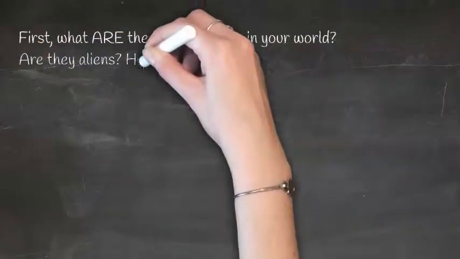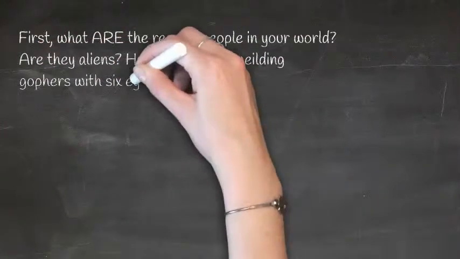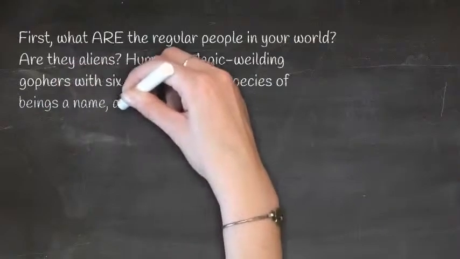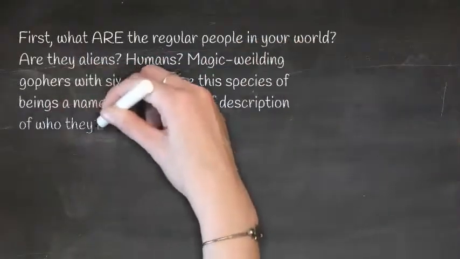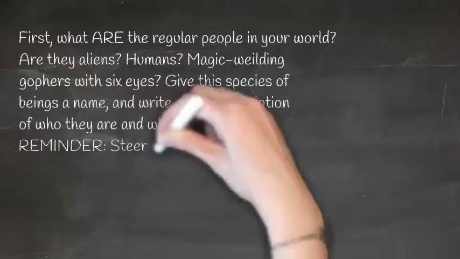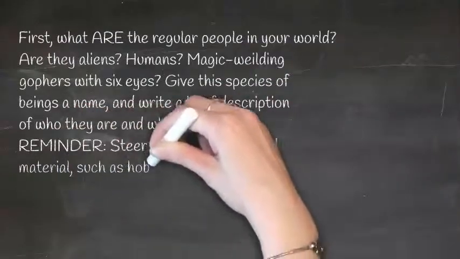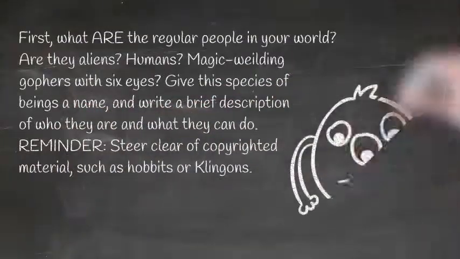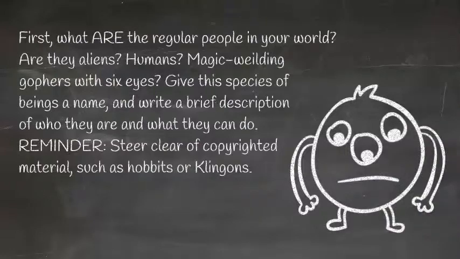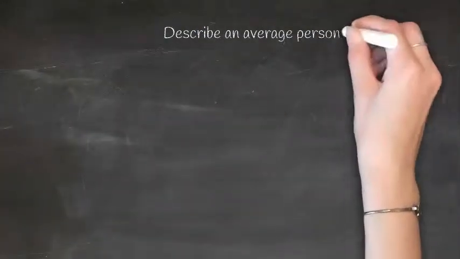First, what are the regular people in your world? Are they aliens, humans, magic-wielding gophers with 6 eyes? Give this species of beings a name and write a brief description of who they are and what they can do. Reminder, steer clear of copyrighted material such as hobbits or Klingons.